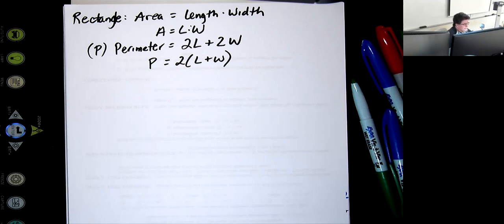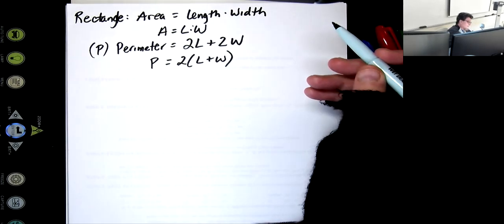So for this class, when you take the test, any equation you're going to need will be given to you. I'm not expecting you to memorize all formulas for every possible trade that's out there. Whatever trade you're going for, you'll be taught the formulas that you need out there. But working with them is all the same.